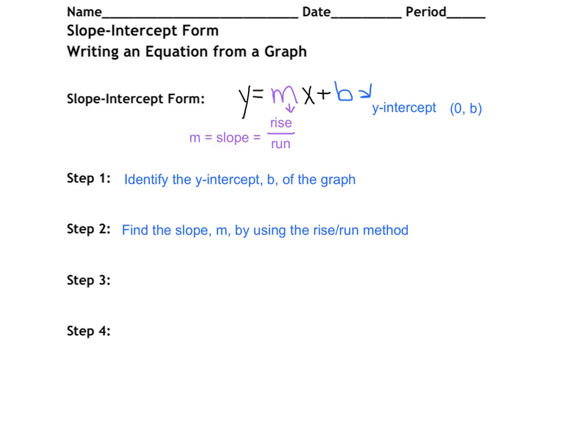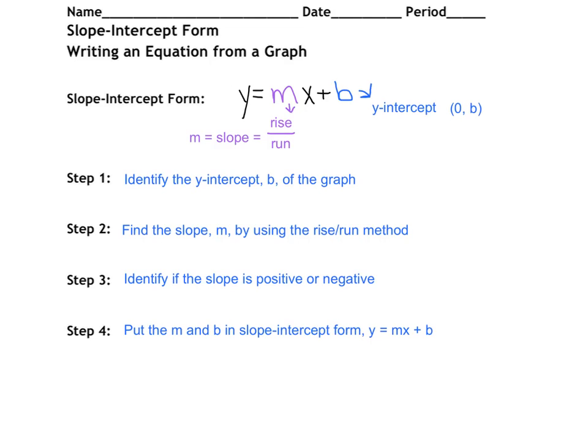Step 3, you want to identify if the slope is positive or negative. And the last step, step 4, you want to put the m and the b together in slope-intercept form, y equals mx plus b. So after you find your b and your m and identify if it's positive or negative, we're going to put it in slope-intercept form.